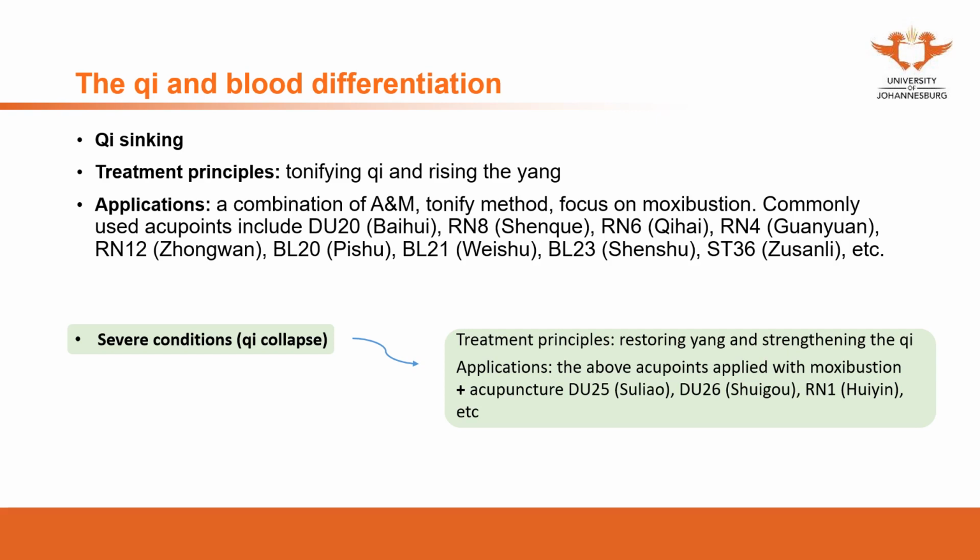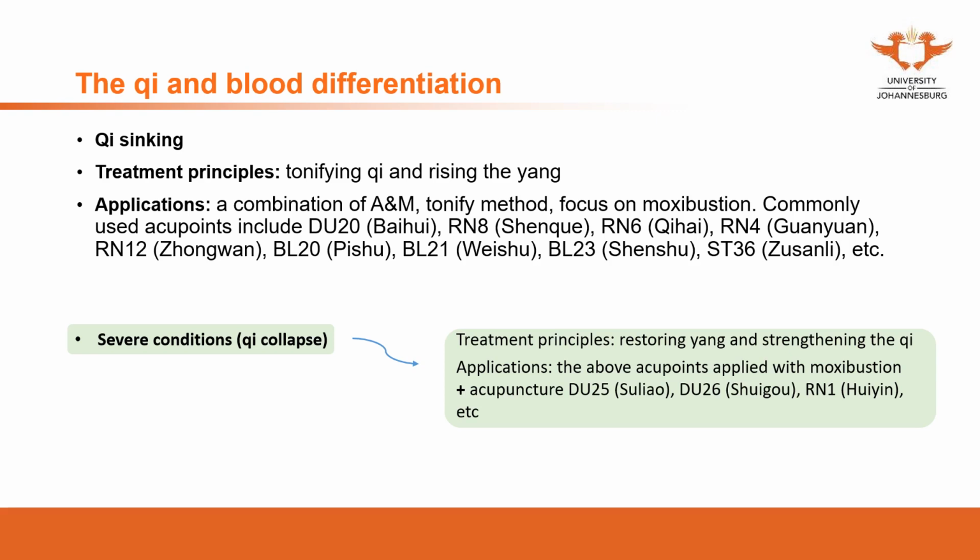In the classic, the 黄帝内经, it described that for something moving downwards, we use Moxibustion. So for Qi sinking, although we can use the combination of acupuncture and Moxibustion, we're going to focus on Moxibustion. We can choose the points that can tonify, and then we will use Moxibustion. Du 20, Ren 8, Ren 6, Ren 4, Ren 12, Bladder 20, 21, 23, Stomach 36.